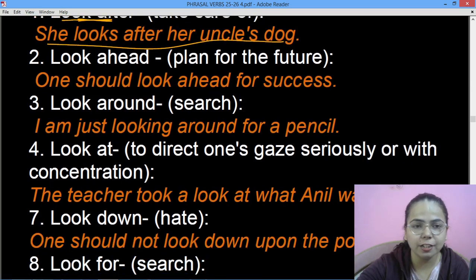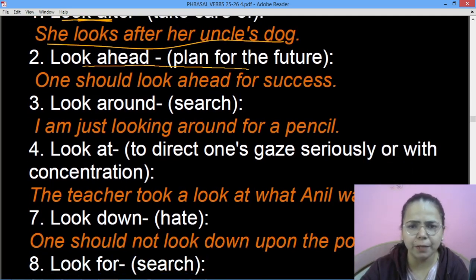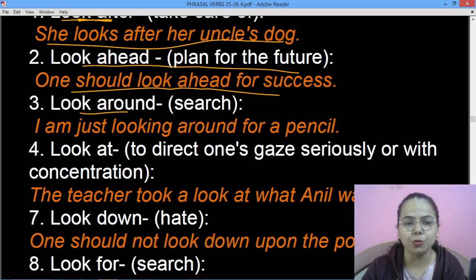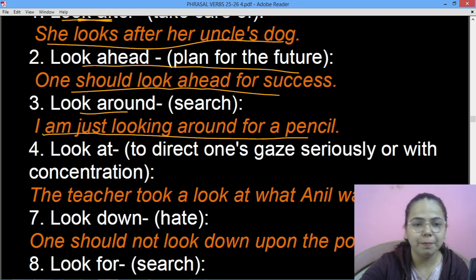Then second is look ahead. You are supposed to plan for some future event. One should look ahead for success. Look around, when you are searching here and there for something. I am just looking around for a pencil.